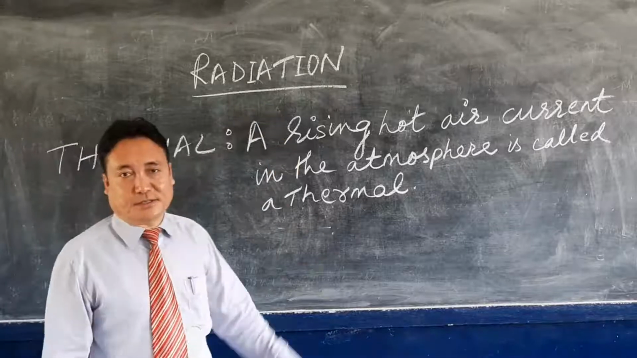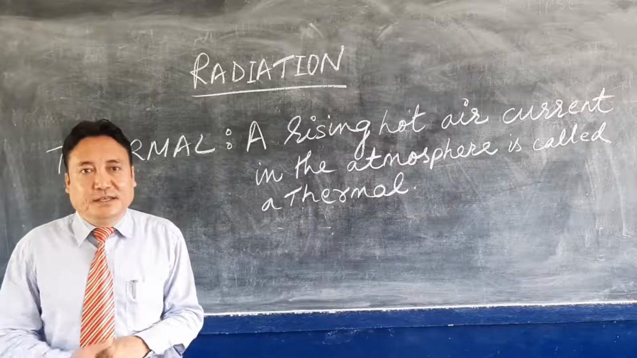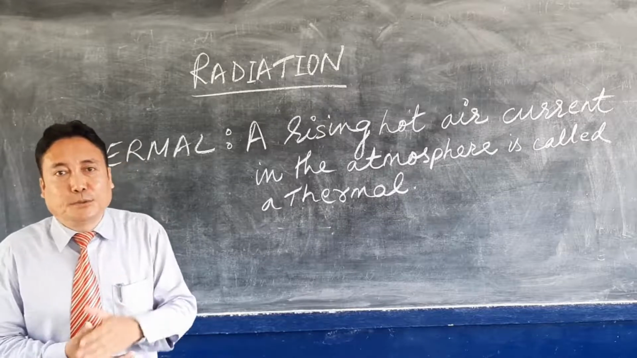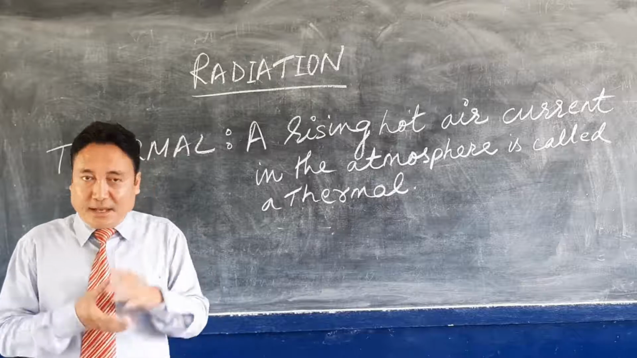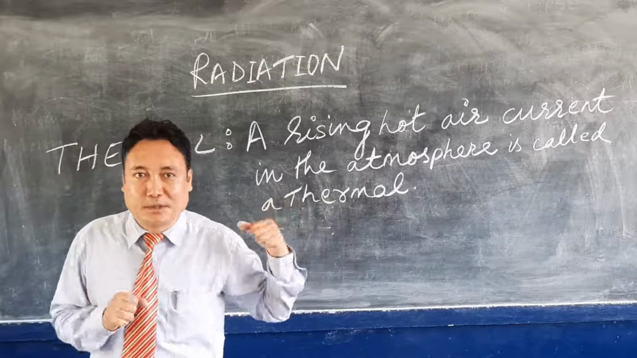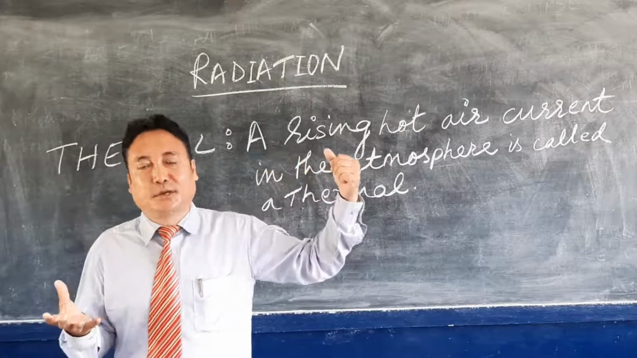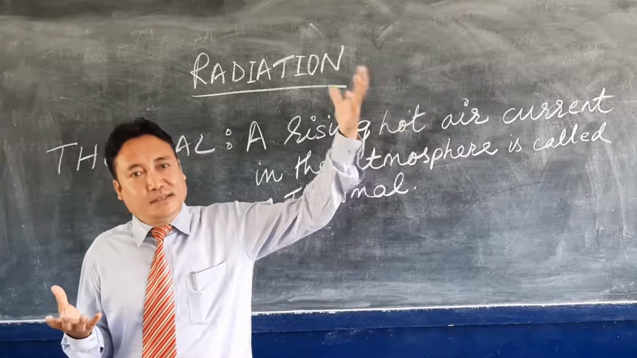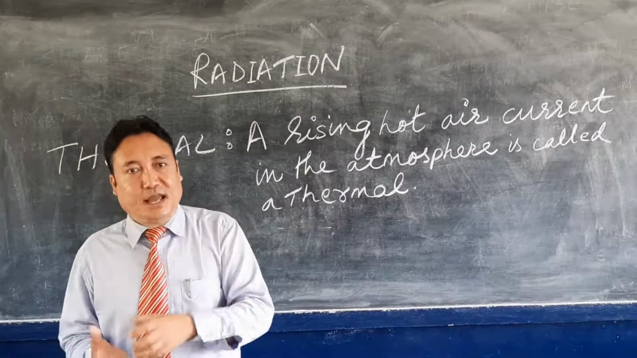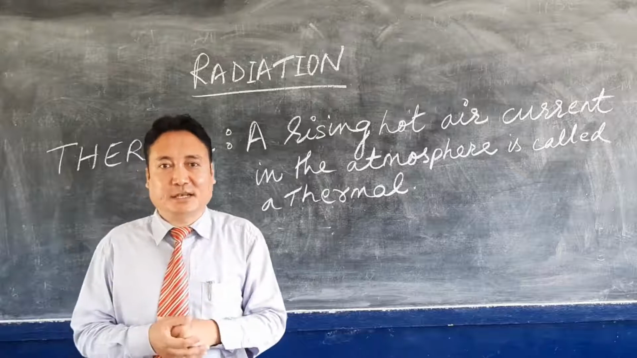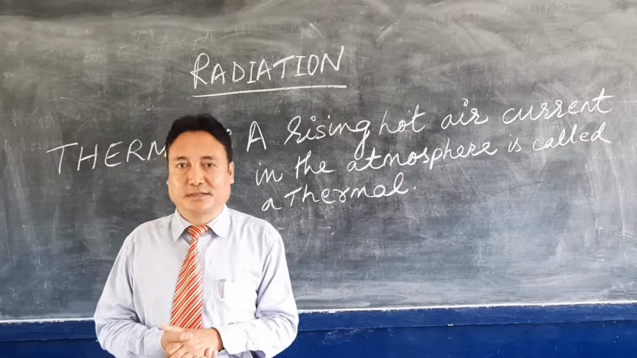Now let us come to radiation. Radiation is the transfer of heat from a hotter body to a colder body without heating the space between them. Let us take an example. The sun is the hotter body and the earth is the colder body. When the sun rises, the solar heat falls on the earth, and the earth gets heated up. The land gets heated up, the water gets heated up, all this process occurs.